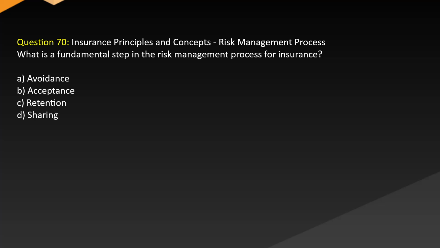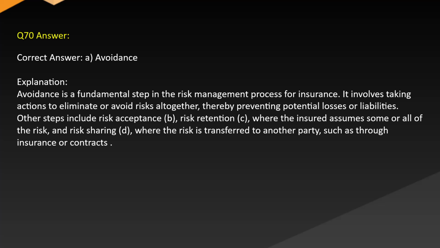Question 70. Insurance principles and concepts. Risk management process. What is a fundamental step in the risk management process for insurance? A. Avoidance. B. Acceptance. C. Retention. D. Sharing. Correct answer: A. Avoidance.